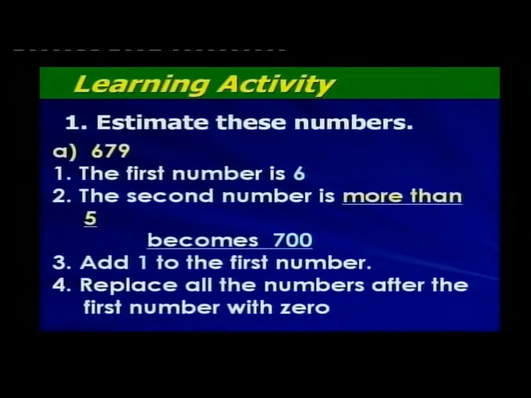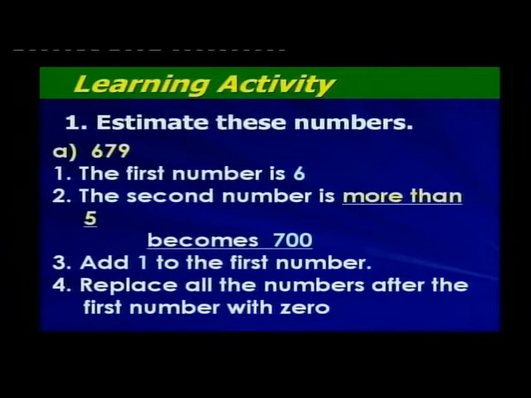So the first number is 6 as shown in these figures. The second number is more than 5. We have the second number here, which is 7. 7 is greater than 5. So it becomes 700. That is when this rule comes in. Add 1 to the first number. So we add 1 to this to make it 7.